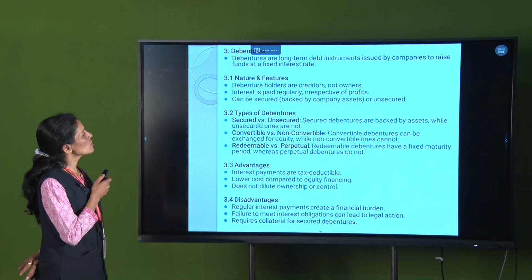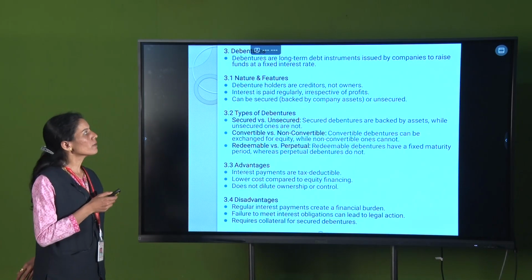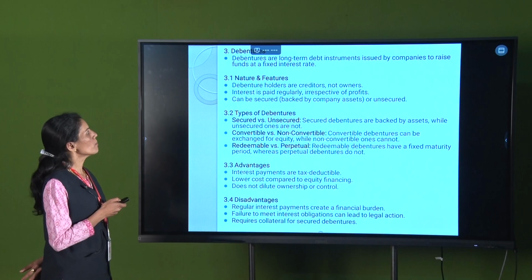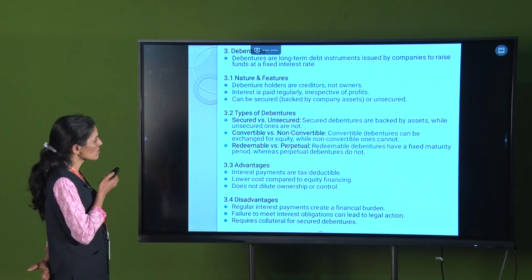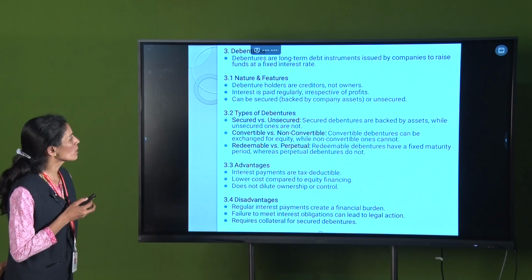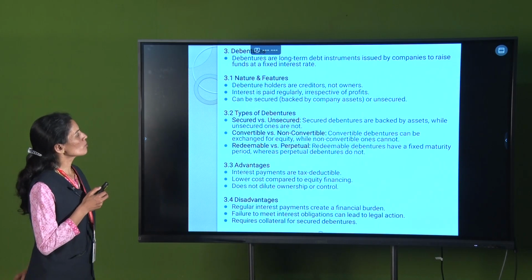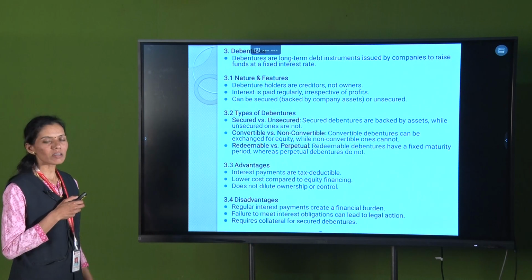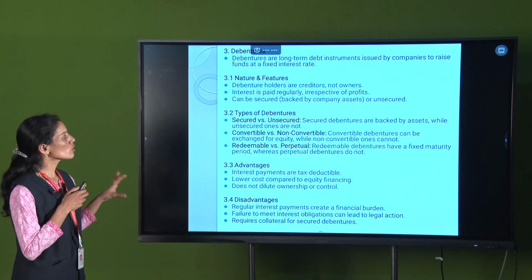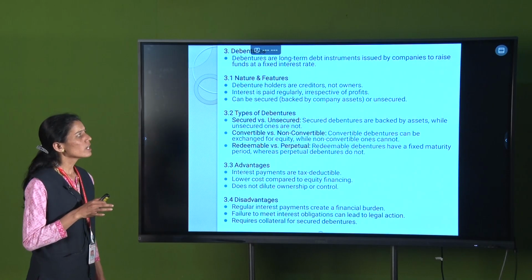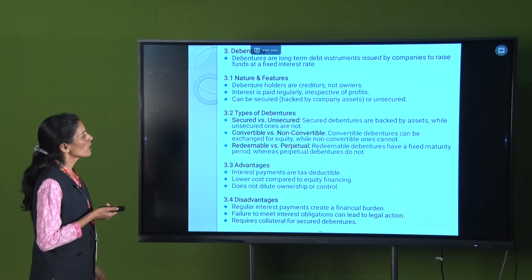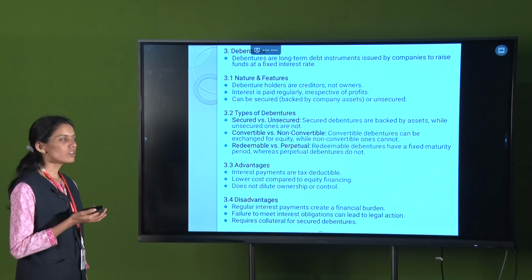After that, debenture. Debentures are long-term debt instruments issued by companies to raise funds at a fixed interest rate. In the debenture, interest rates are fixed, not floating. So the nature and features of the debenture: debenture holders are creditors only, they are not owners. Interest is paid regularly irrespective of the profit, and it can be secured or unsecured.